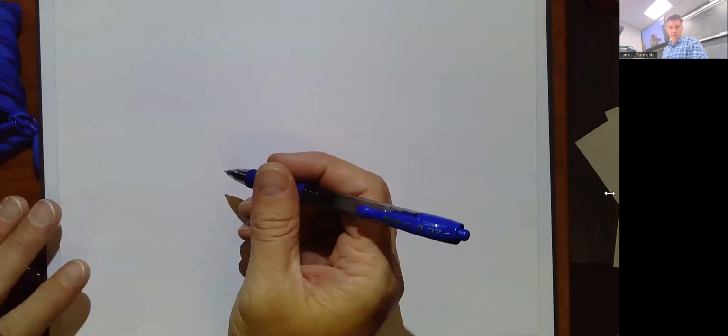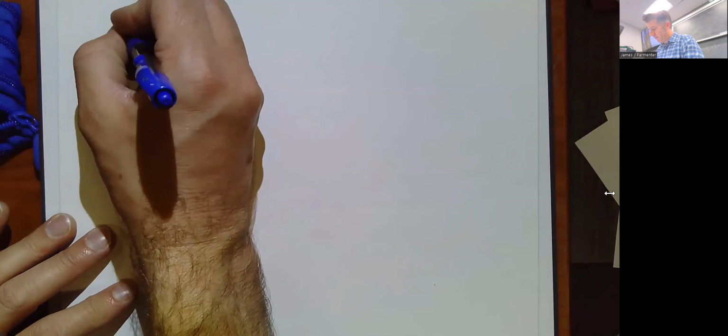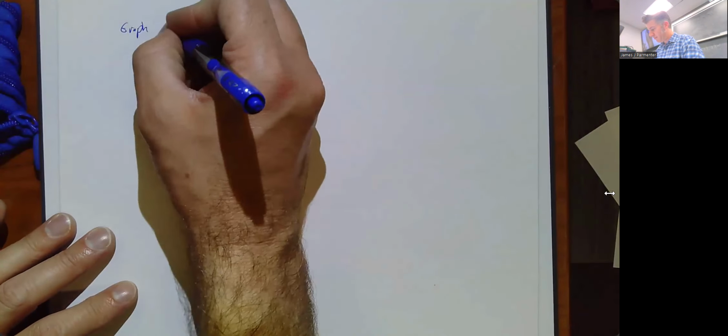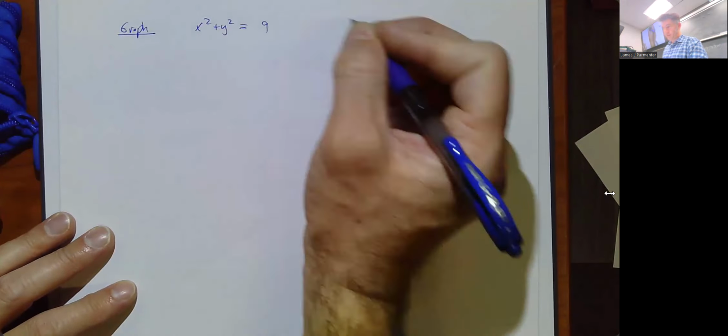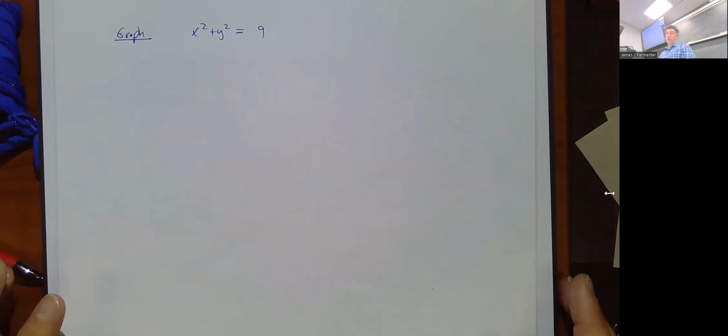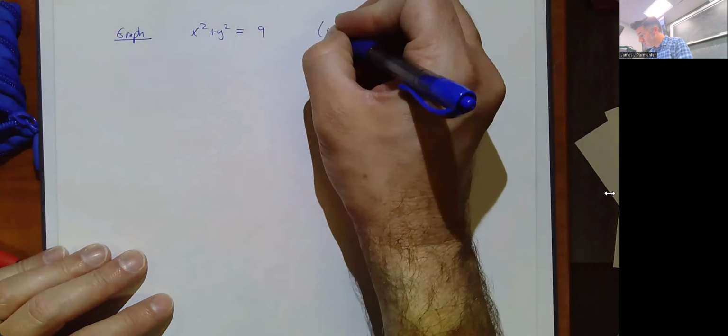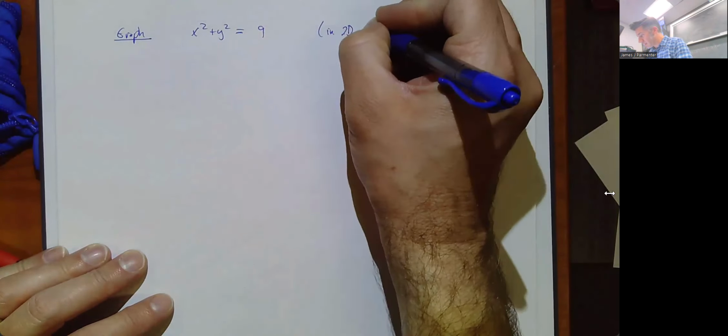And let's say we want to graph x squared plus y squared equal to 9. And in 2 dimensions, the graph of this would look like what sort of favorite shape? Not a parabola. Oh, it's been a while. This in 2 dimensions is a circle.